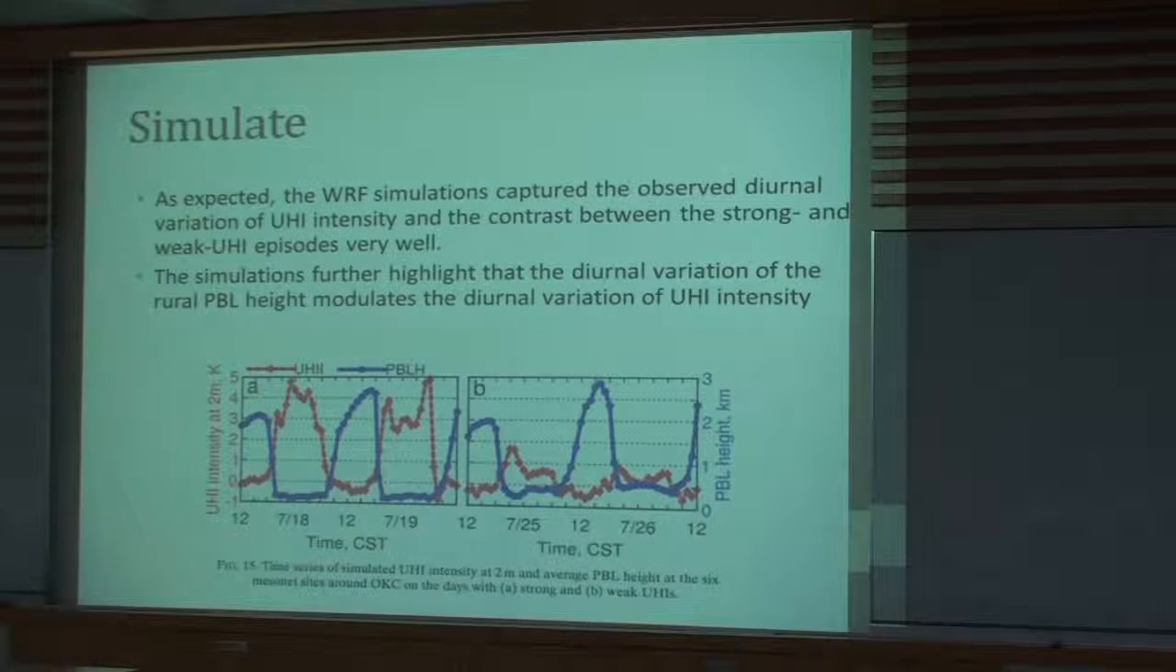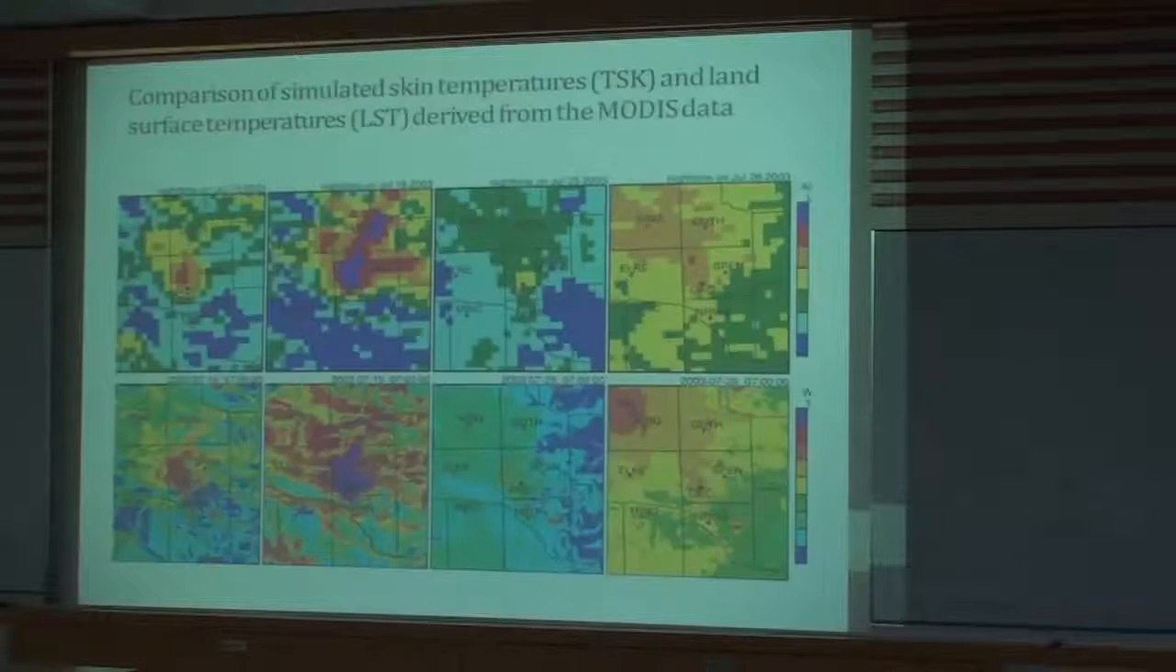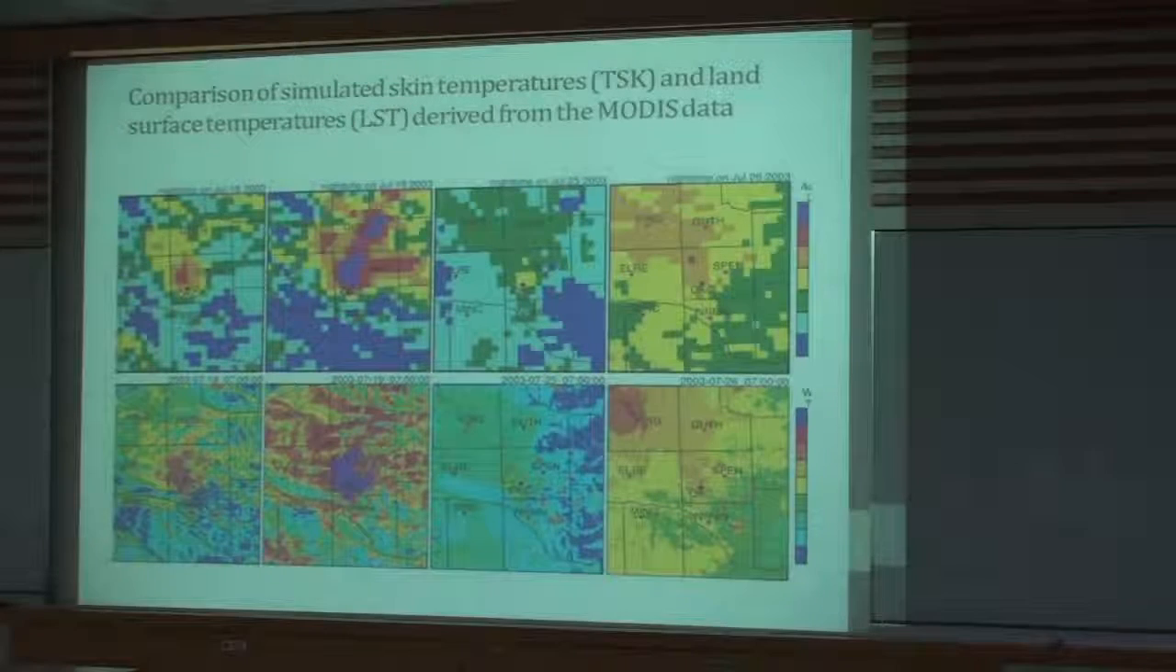And here the PBL height is calculated to see whether the WRF simulation captures the observation durations and the UHI intensity contrast between strong and weak UHI episodes very well. The simulation further highlights that the directional variation in the PBL height moderates the directional variation of UHI intensity.